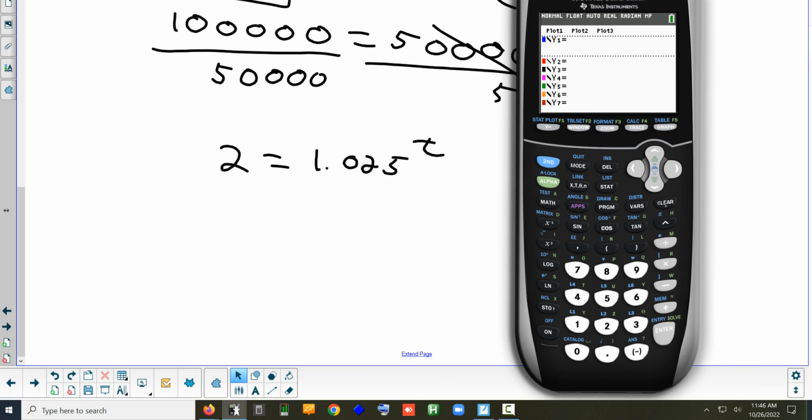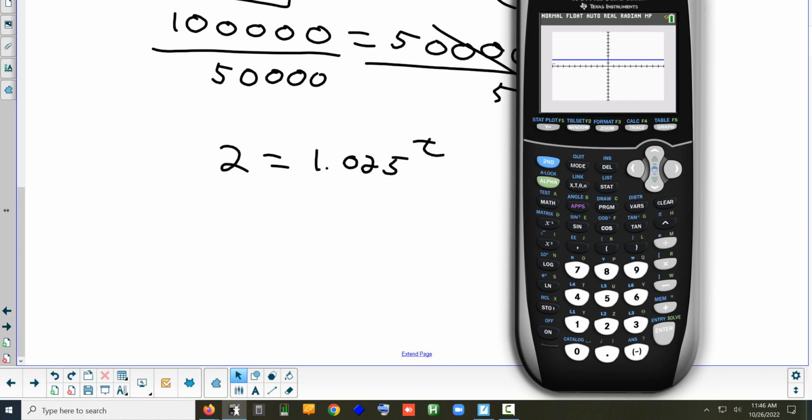Do we put x or t? Yes, you have to use x as your variable. So we're going to put a line at 2. We're going to put 1.025 to the x. If you didn't divide by 50,000, that would have been fine. You just may have to adjust your window to go way up to 100,000. Doing it this way, I don't. I can use the standard window, and that'll be fine.